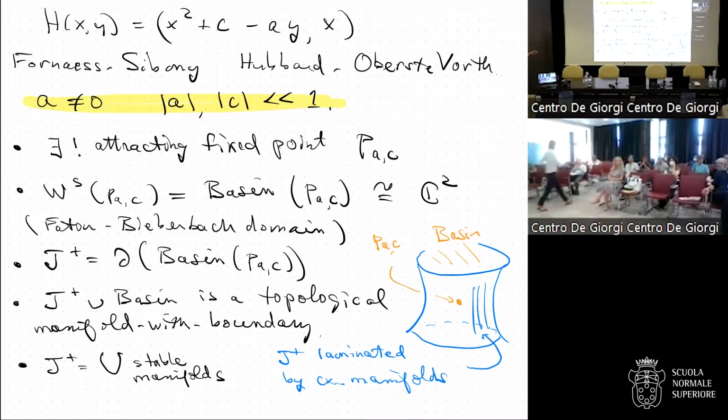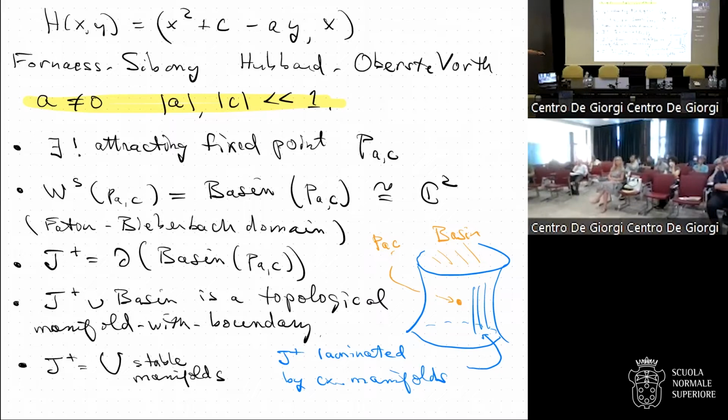Anyway, Fornaess, Sibony, Hubbard and Oberste-Vorth. What I've said so far was just a lot of talk, recalling a little history. In this particular case, what they did was they analyzed the boundary of the basin of attraction, and they said the Julia set, well, it's not hard to see that the Julia set is the boundary of the basin, but what they said was that the boundary of the basin is a topological 3-manifold.